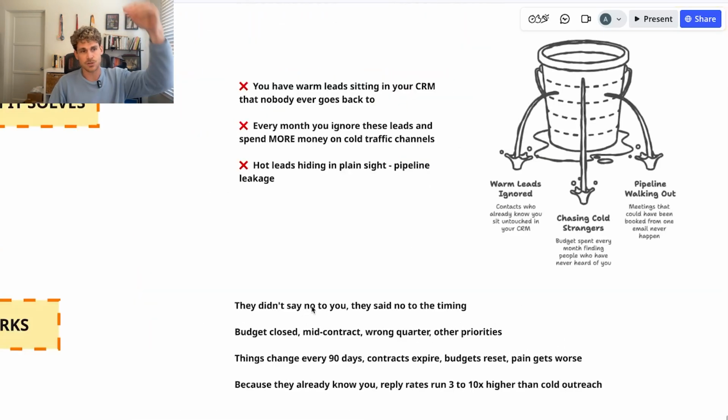Why this works, again, there's a whole host of reasons why people maybe didn't choose to work with you. They didn't say no to you, it was no to the timing. Budget close, mid-contract, wrong quarter, or other priorities. Things change every 90 days, right? Contracts expire, budgets reset, and pains get worse.